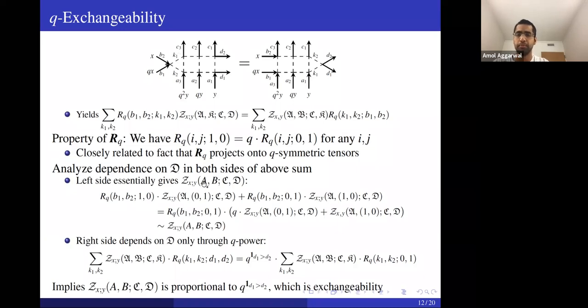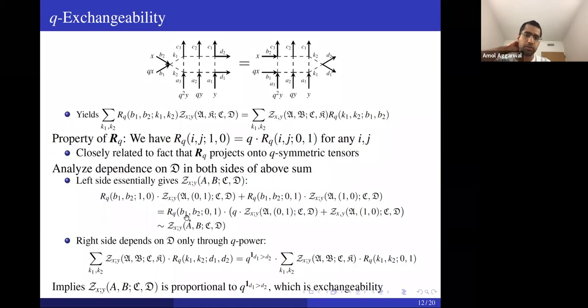partially fused weight. So it will give me the z of xy of abcd, where a and b are now Roman letters instead of these Fraktur letters. Let me quickly explain that. All I'm doing in this first line is summing over k1 and k2. They can be 1 and 0, so I'm just plugging in k1, k2 equals 1, 0, or k1, k2 equals 0, 1. And that gives me this line over here.